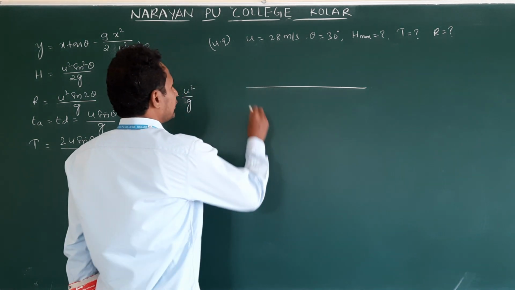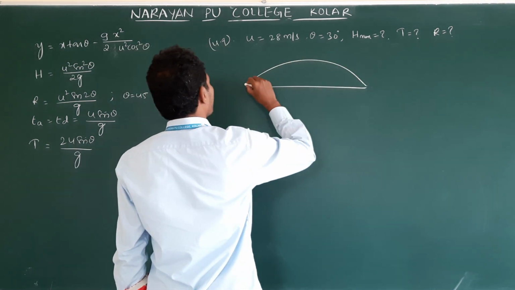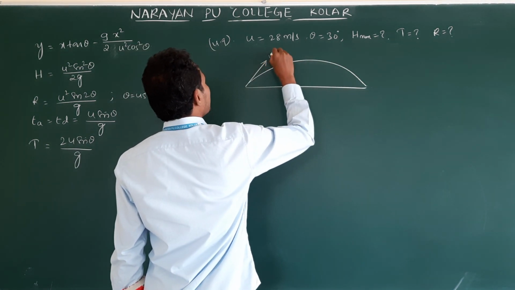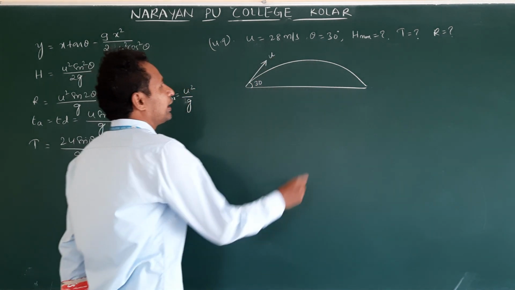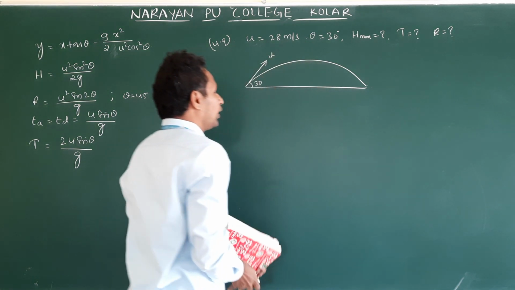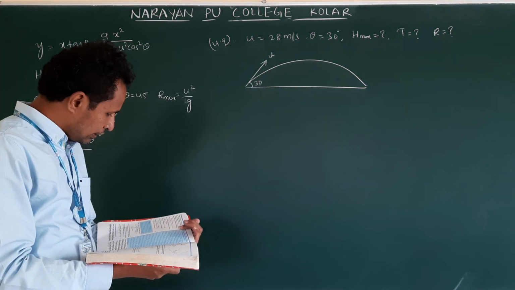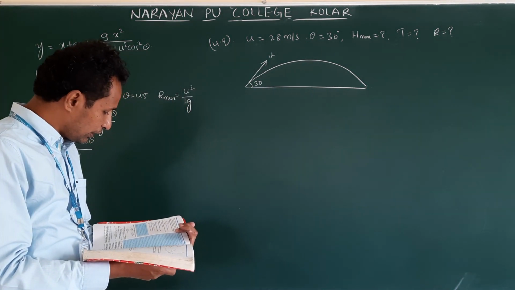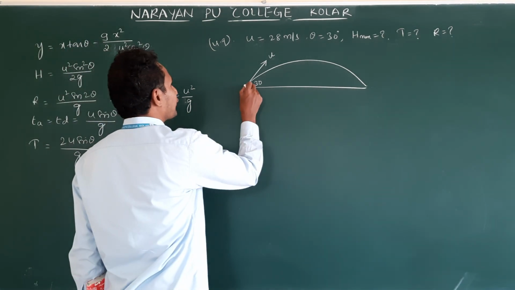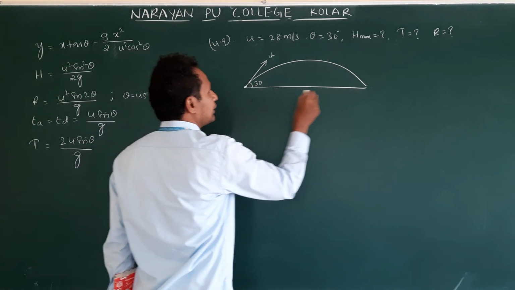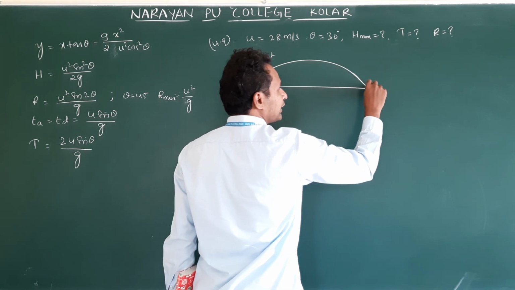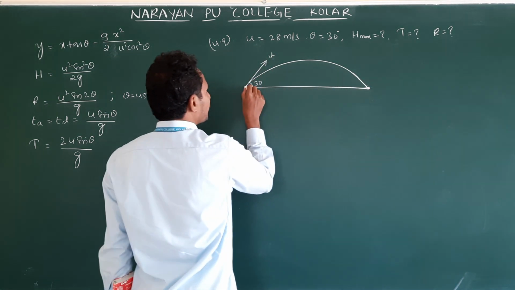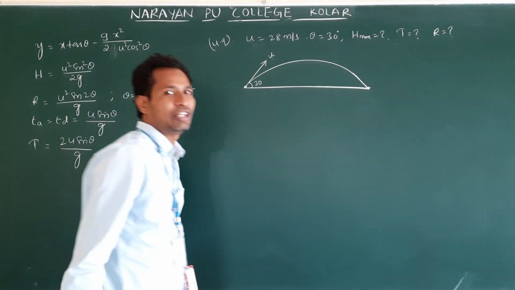So the cricketer throws the ball like this. He throws with a velocity u with an angle 30 degree. This u value is given. What did they ask in the time taken by the ball to return to the same level? It means the point of projection is this, reaching the ground is here. Here the ball is hitting the ground. These positions are at the same level.